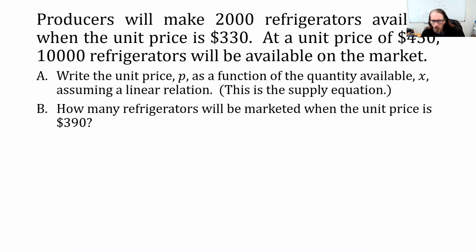So we are supposed to write the unit price P as a function of the quantity variable X, i.e., how many are available, how many are in supply. Then once we have that, we'll find out how many refrigerators will be marketed when the unit price is $390. That's somewhere in between 330 and 450. So we should expect our answer to be somewhere between 2,000 and 10,000. So let's see what happens.